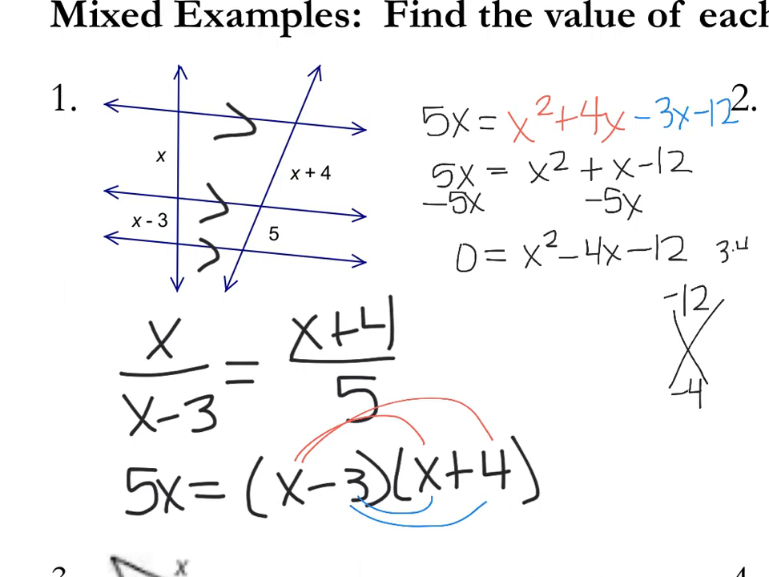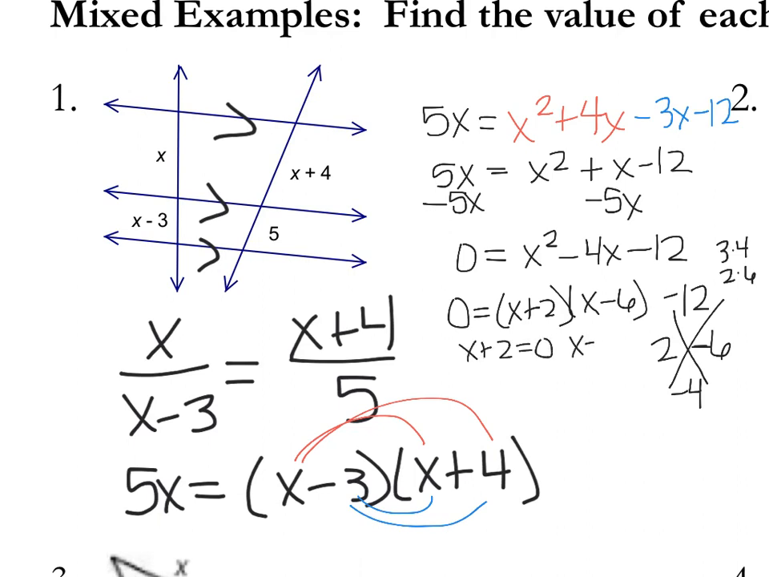So again, you're going through your list of things. Maybe you think 3 and 4 first, but those aren't 4 away. Then if I do 2 and 6, 2 and 6 are 4 away. I just have to think about which one's negative so that when I combine them, I get negative 4. And that's going to be the 6, so it's going to be negative 6. So we get 0 equals x plus 2 times x minus 6 as our 2 factors. And then if I set those equal to 0, I get x equals negative 2 and x equals positive 6.